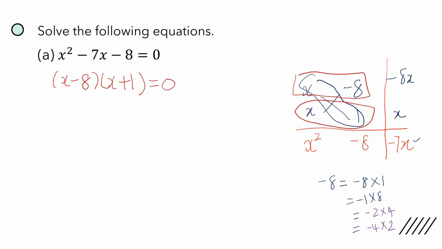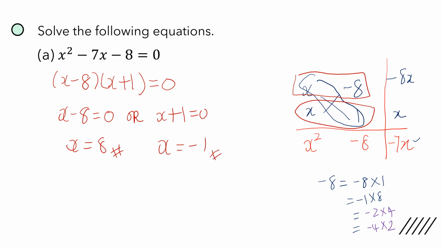Since you're solving an equation, you're finding the values for x. So from here we have to apply the AB product rule. It's either x minus 8 equals 0 or x plus 1 equals 0, which means x equals 8, one answer, one value, or x equals negative 1, a second value.